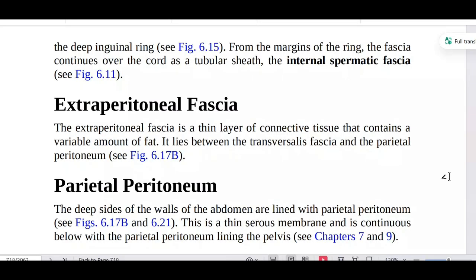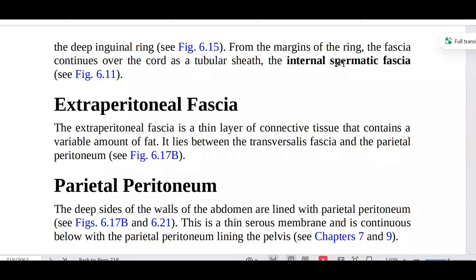We can also read this line from Snell's: from the margins of the ring, that is the deep inguinal ring, the fascia, that is the transversalis fascia, continues over the cord as a tubular sheath, and that sheath is called the internal spermatic fascia. So actually the internal spermatic fascia is the continuation of the transversalis fascia. Now that completes the transversalis fascia and everything about this fascia.